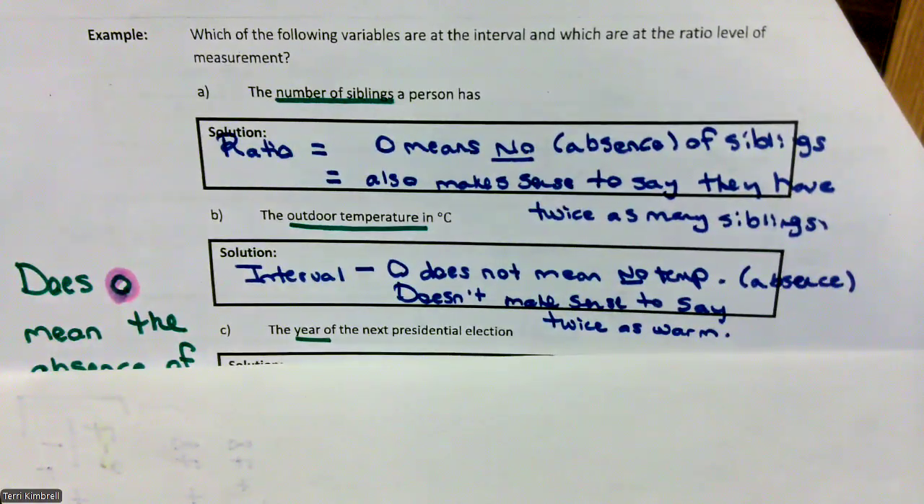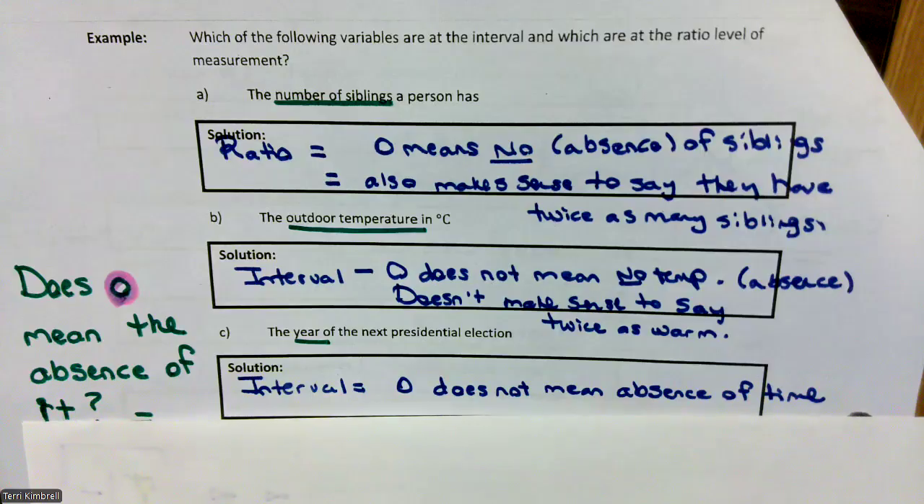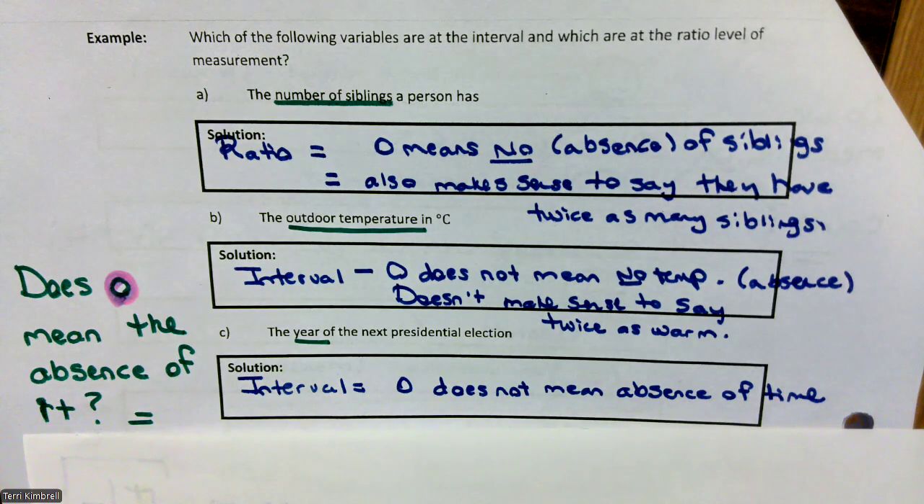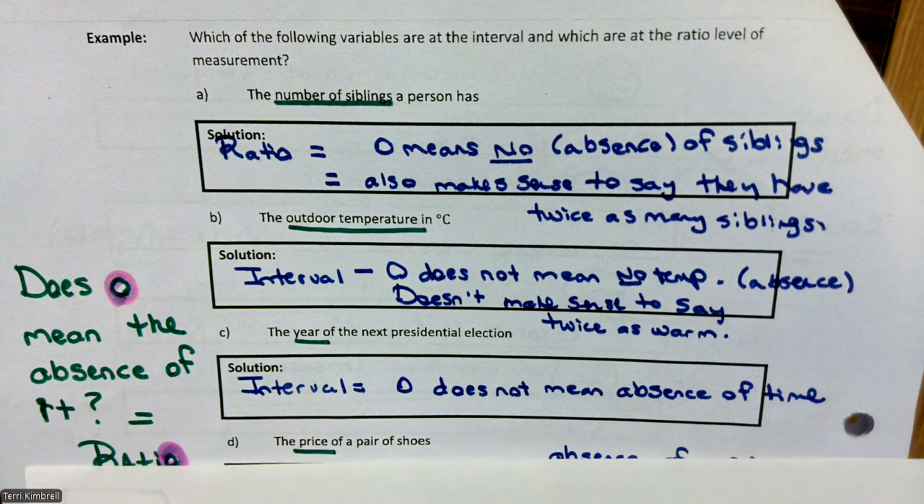The year of the next presidential election. So when you think of years, math definitely makes sense. Every 4 years. So when you think about that, does 0 mean the absence of a value? So when I think about that interval, 0 does not mean the absence of time. Interval is a position on a scale, like a timeline when you think of that in history. So that would be interval.